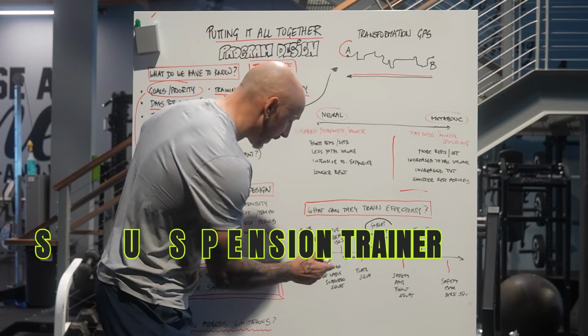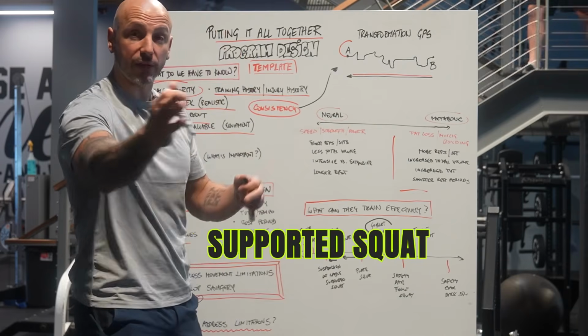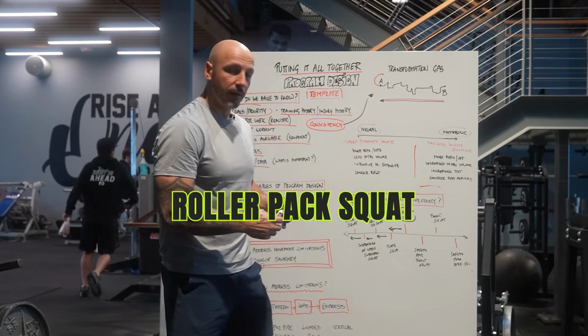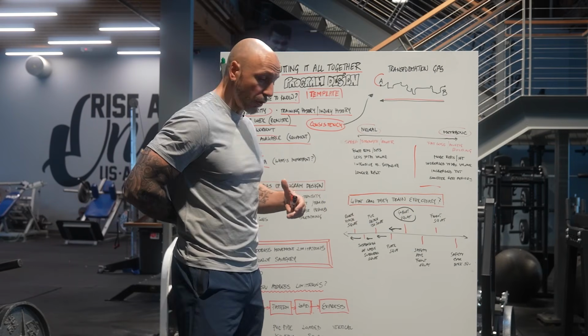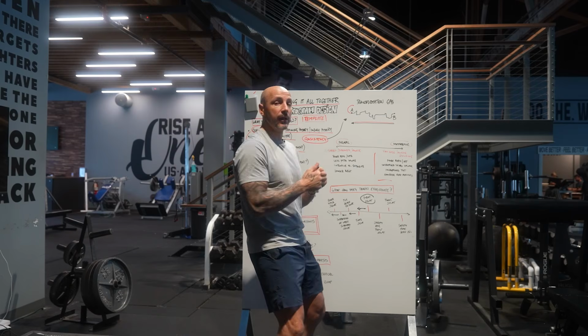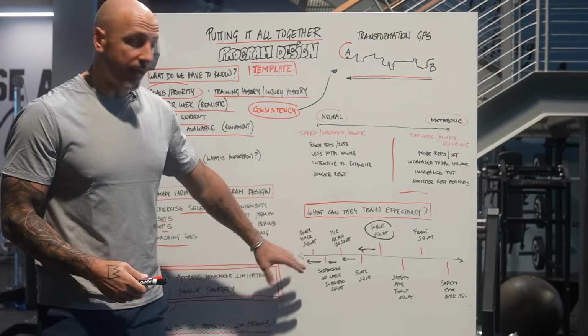Then we have a suspension trainer supported squat, right? So that's with the TRX, the one I was talking about. And then here we have a roller hack squat, okay? So imagine putting a foam roller on your back, walking yourself up, you're against the wall, and you're squatting down, right? Still a squat pattern. It's very knee friendly.